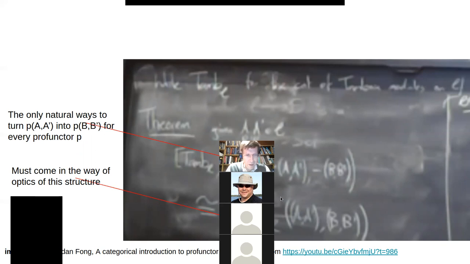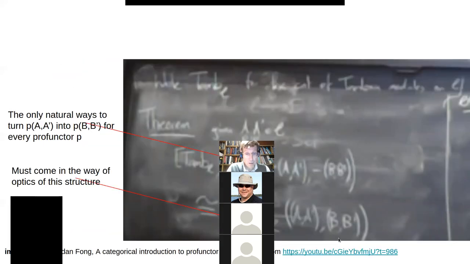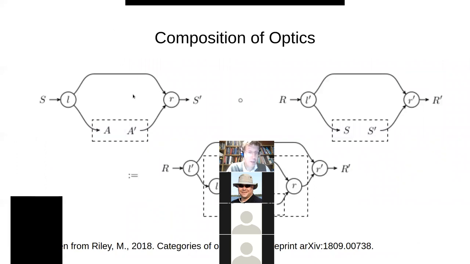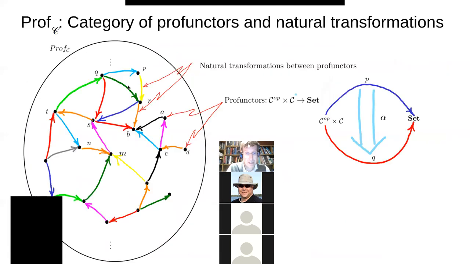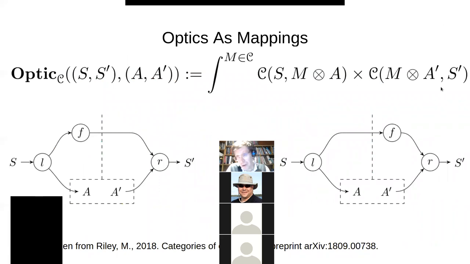And the way Brendan Fong said it, I kind of like it. You can listen to it here, but he says the only natural ways of turning P of AA primes into P of BB primes, the only natural ways of doing this are through this sort of structure. That's the only way. The structure that has these nice properties, that you don't have to worry which side of it you're on. In other words, these give you all the ways of turning P of AA primes into P of BB primes for any P.